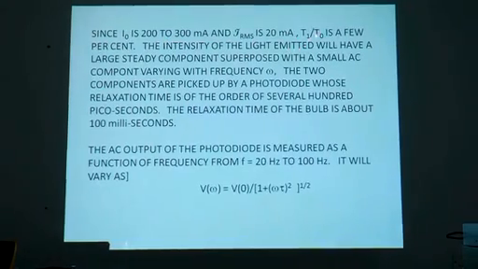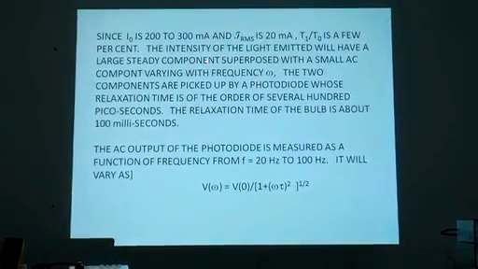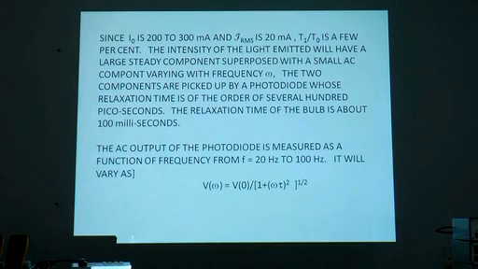The intensity of the light emitted will have a large DC value or steady component superposed with a small fluctuating component varying with frequency omega. I have a photodiode which picks up both the steady component and the fluctuating component. This photodiode has a relaxation time of the order of nanoseconds, whereas the serial bulb has a relaxation time of the order of milliseconds, tens of milliseconds.